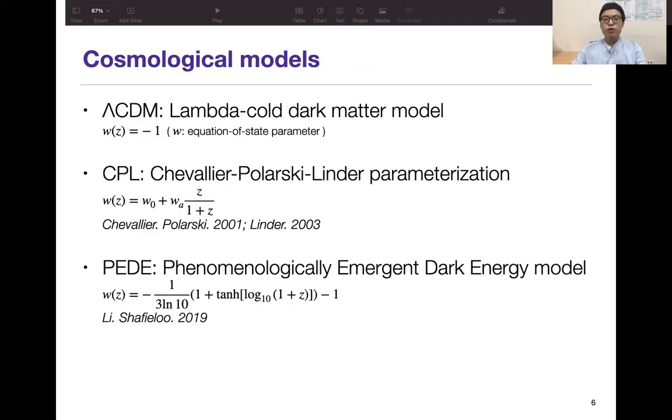We assume 3 different cosmological models for the analysis. One is ΛCDM, lambda cold dark matter model, which has the equation of state parameter with respect to redshift equal to -1. Another is CPL, Chevallier-Polarski-Linder parameterization, which parameterizes the equation of state parameter at low redshift. The other is PEDE, phenomenologically emergent dark energy model, which claims no effective presence of dark energy in the past, then emerges at later times.